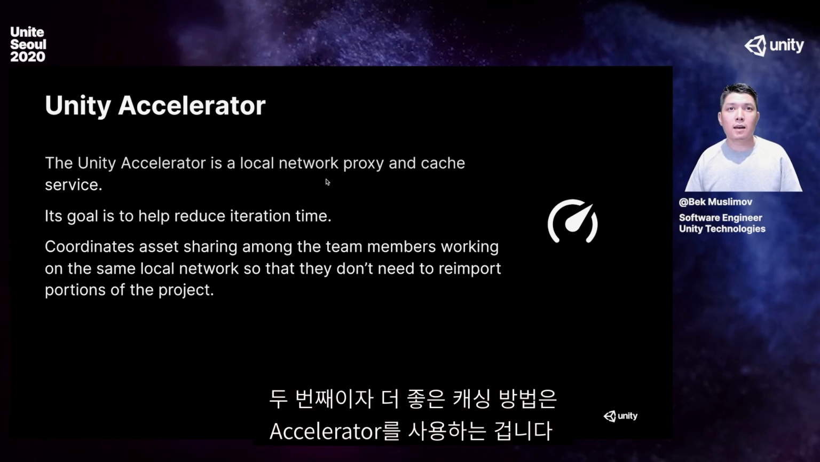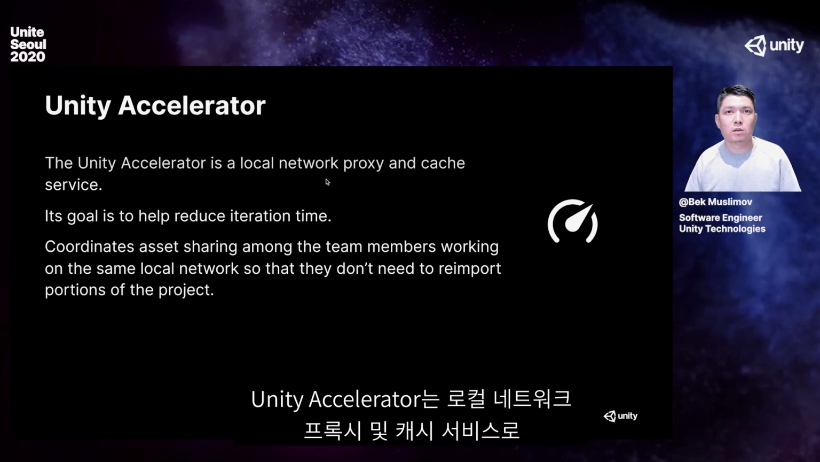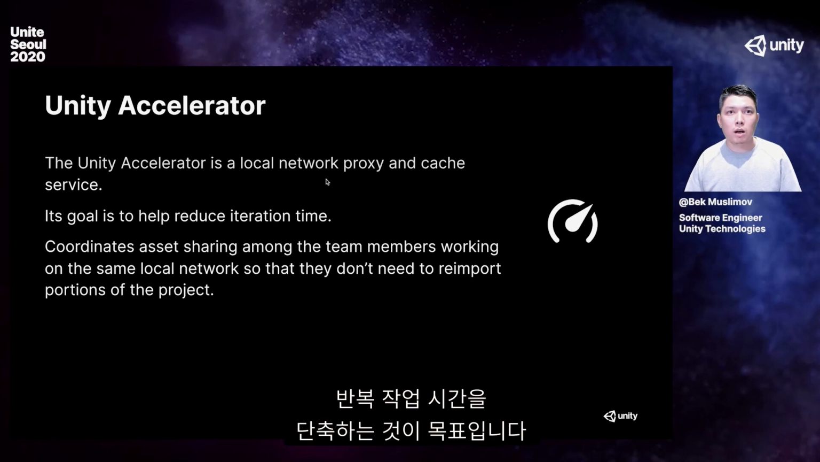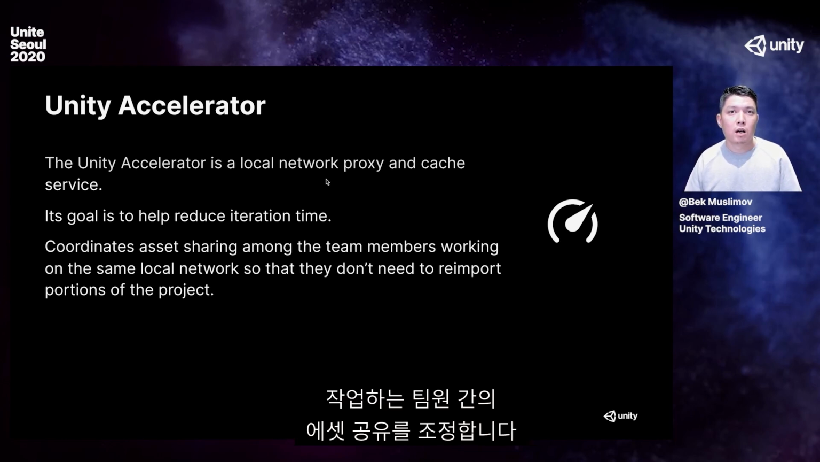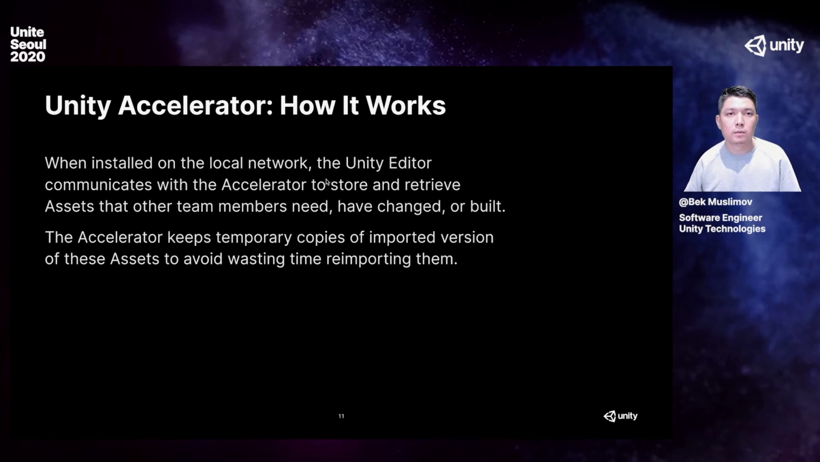And the second and a better way of caching is using the accelerator. The Unity Accelerator is a local network proxy and a cache service. Its goal is to help reduce the iteration time. The accelerator coordinates asset sharing among the team members working on the same local network so that they don't need to re-import portions of the project.